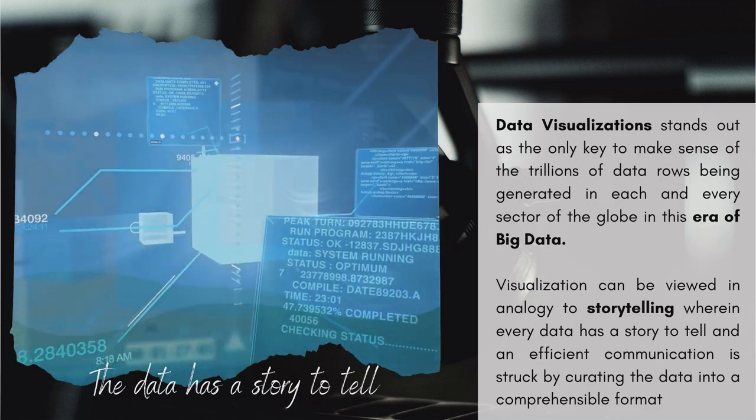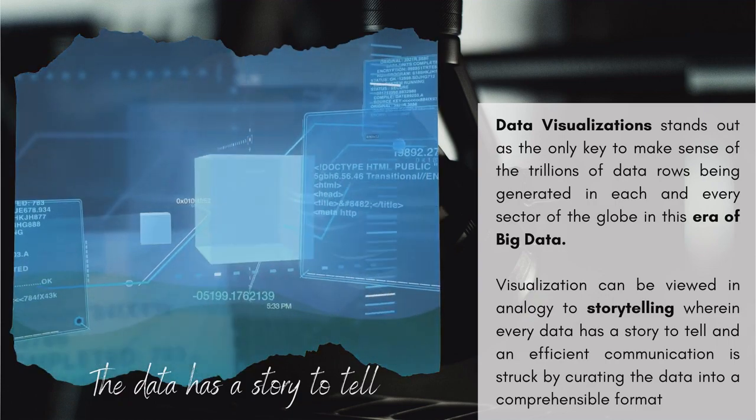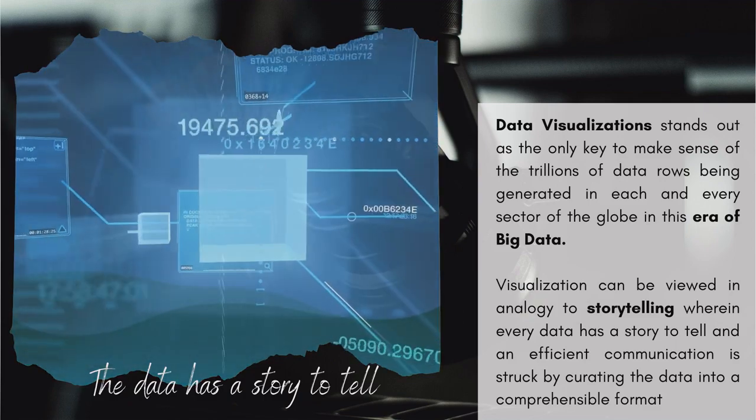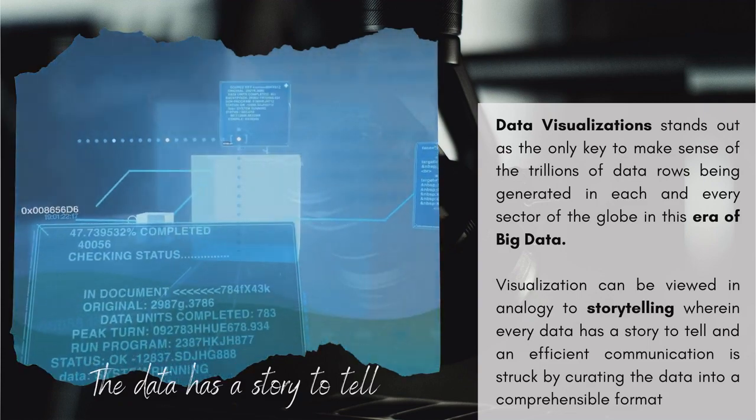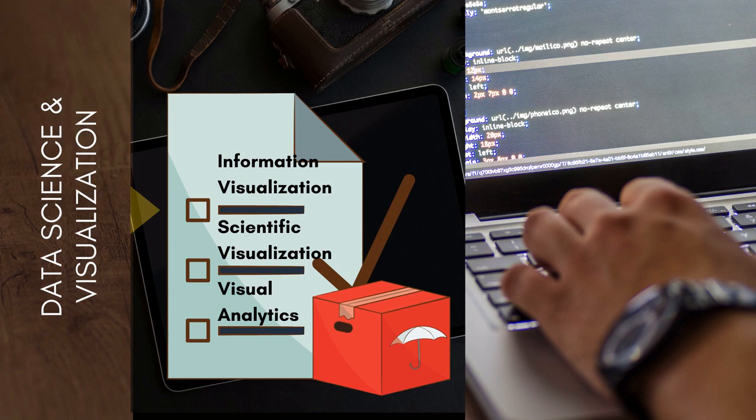Visualization can be viewed in analogy to storytelling, wherein every data has a story to tell, and visualization strikes the right chord for communicating the most appropriate results. Data visualization in data science can be employed in three ways. The first one is information visualization, which refers to abstract information. Scientific visualization determines the physical position in space. And visual analytics is the highly interactive analytics employing sophisticated statistical models.